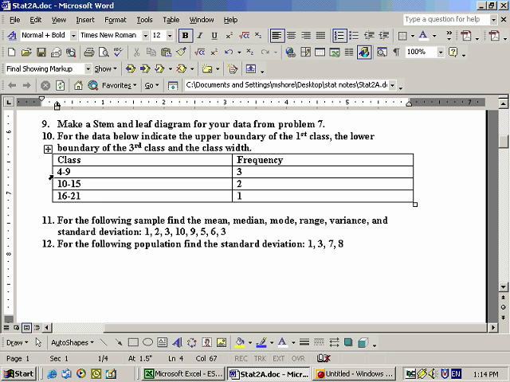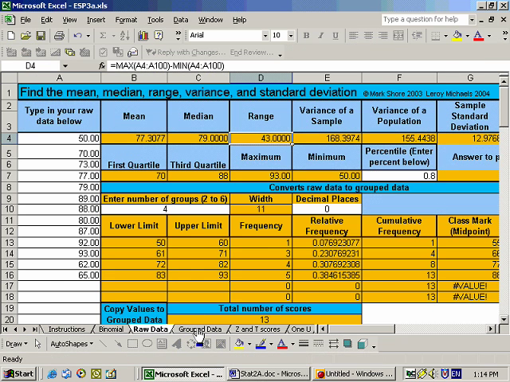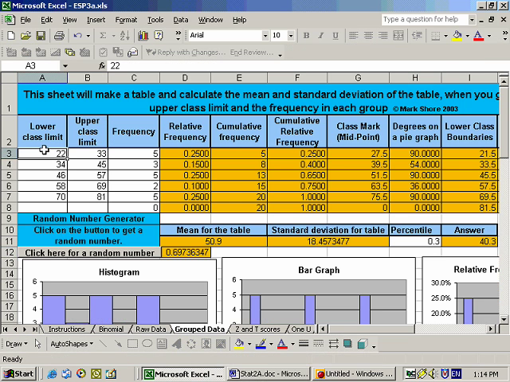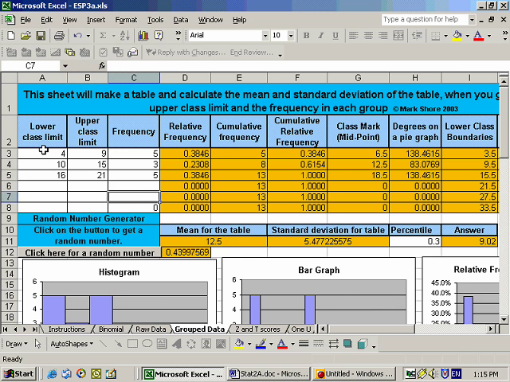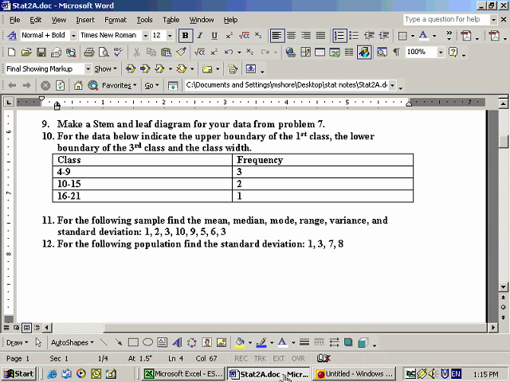But we could also do this on the Excel sheet in the grouped data area, putting in our limits here of 4 to 9, and then I think 10 to 15, and then 16 to 21. I believe that was the way the classes work. Delete your extra data here, and let me make sure I put in the correct frequencies here from the problem. And they were 3, 2, 1.